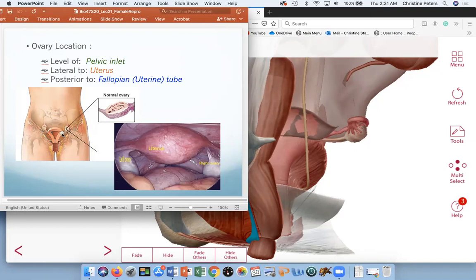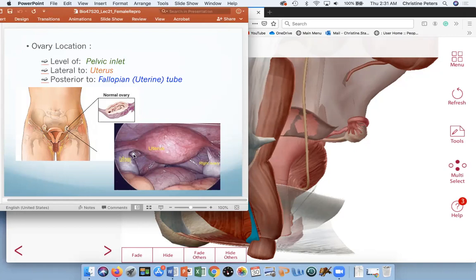So remember, this iliac bone is going to have this nice internal concavity called the iliac fossa. And where they narrow as they approach the pelvic inlet, which is this right here, they're going to sit right on that edge there. So right at the level of the pelvic inlet, just lateral to the uterus and posterior to the fallopian tube or uterine tube.